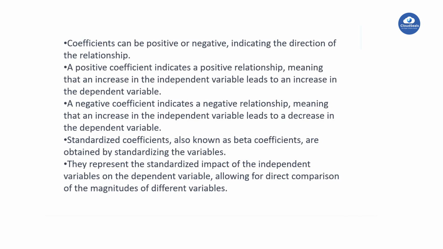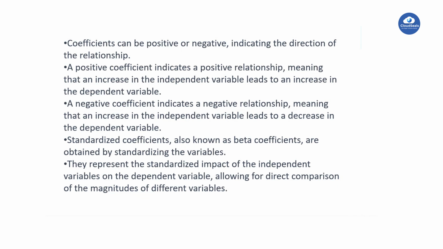See, the coefficient can be positive or negative, indicating the direction of the relationship. This is what I was saying previously, slope. If the coefficient is positive, there is a positive relationship between the dependent and independent variable. If it is negative, there is a negative relationship between the independent variable and the dependent variable. If the coefficient is positive, what will happen?